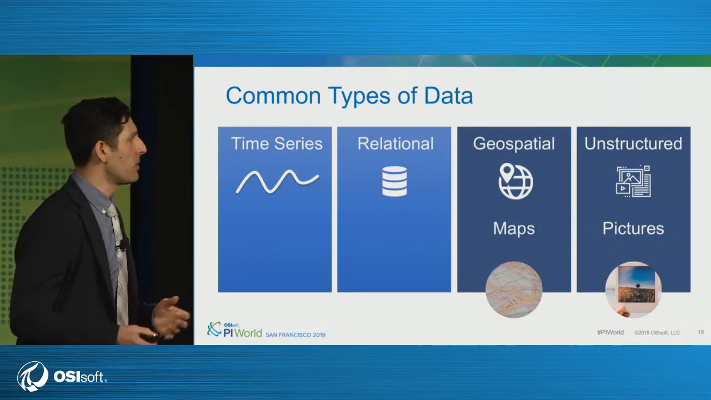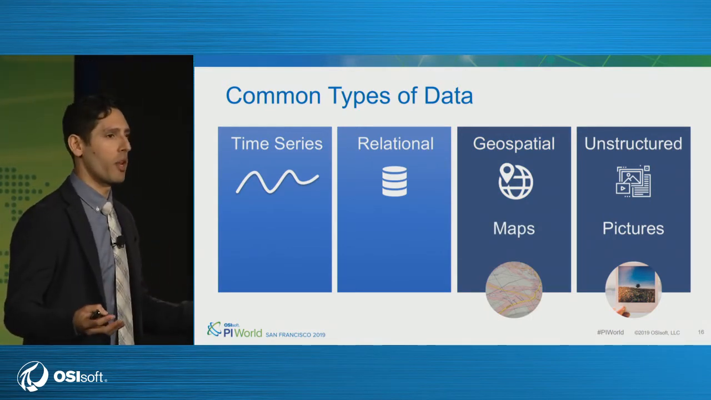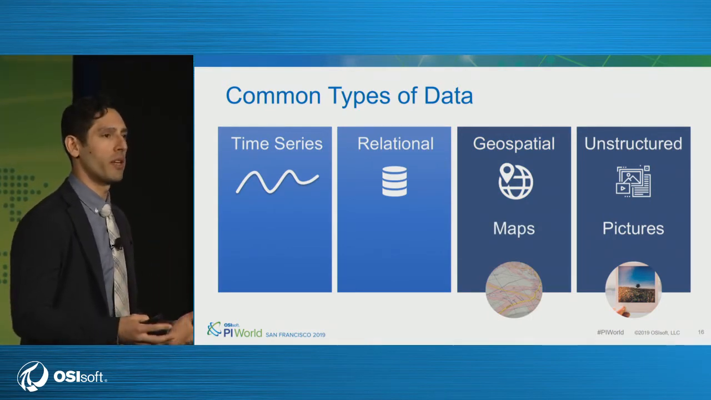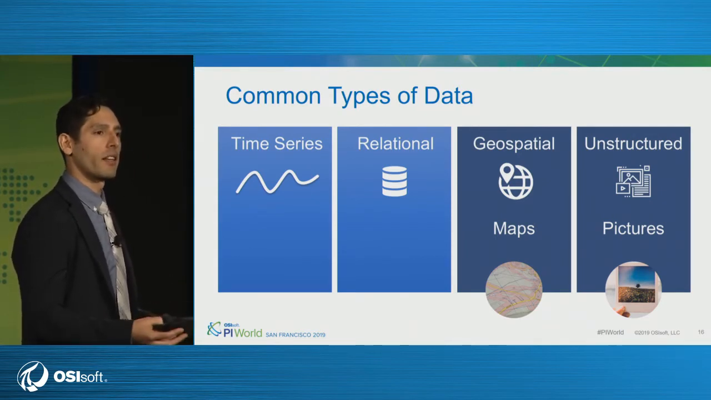Secondly is geospatial. This one's pretty easy to wrap your head around, just putting things on a map. So tracking the location of something, GPS coordinates, things like that, that's geospatial data.